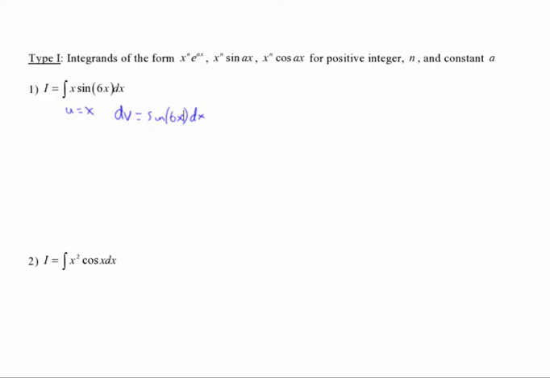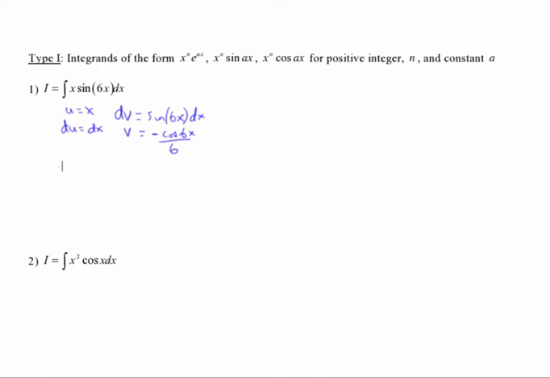And this is an important thing too. Everything in the integrand must be taken into account. So we need to now find du. That's just going to be dx. And then find the antiderivative. The antiderivative of sine would be negative cosine of 6x. And we have to take care of the 6 that would come out from the chain rule. So we get negative cosine 6x over 6.